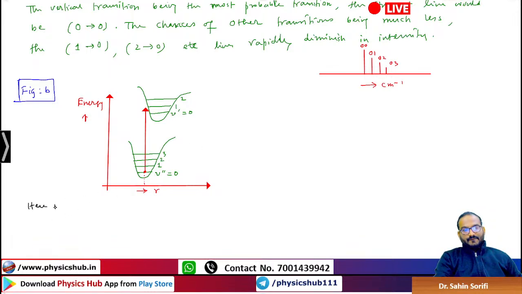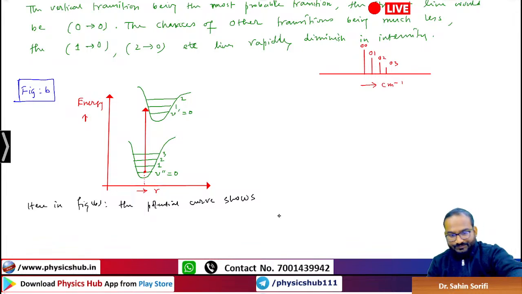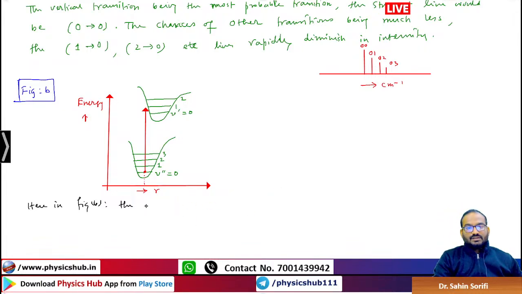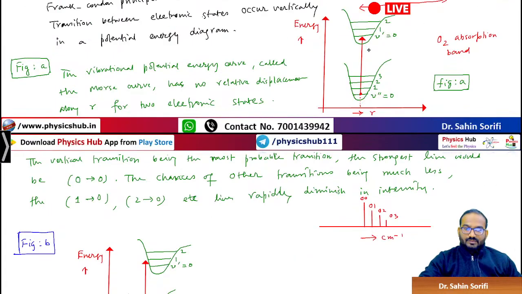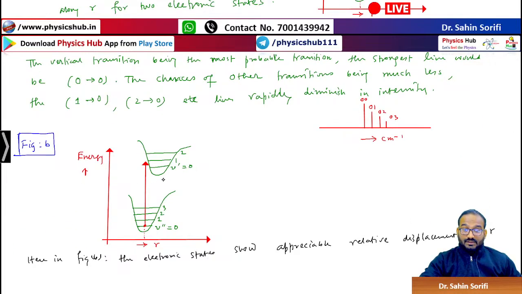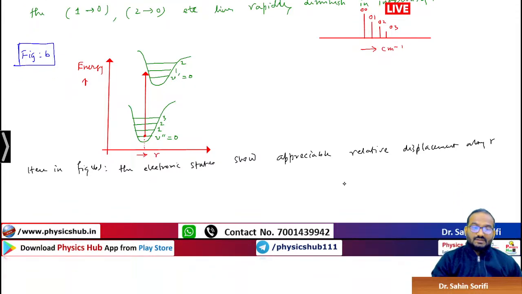So here in figure B, the two potential curves, the electronic states, show appreciable relative displacement along R. As you can see in the first image, there was no separation between the internuclear distance, but here you can see there is an appreciable shift in the internuclear distance along R.